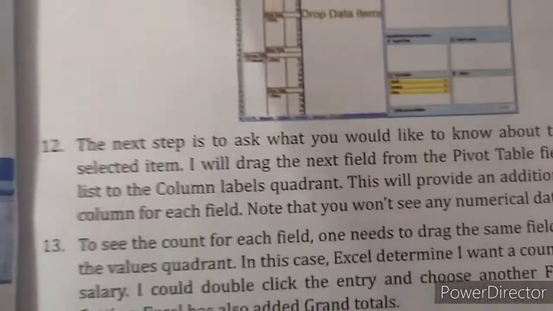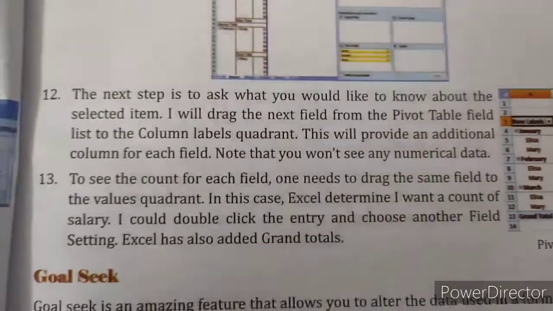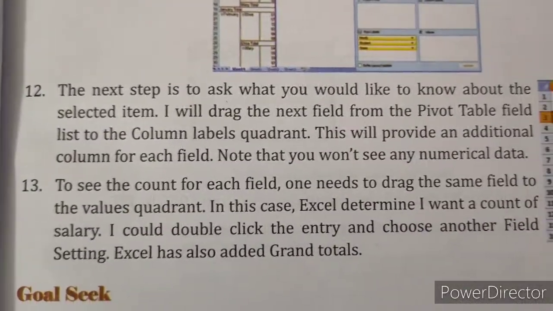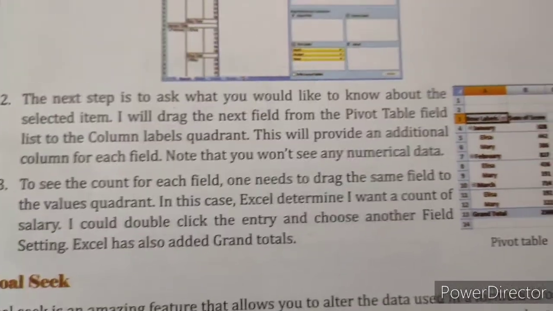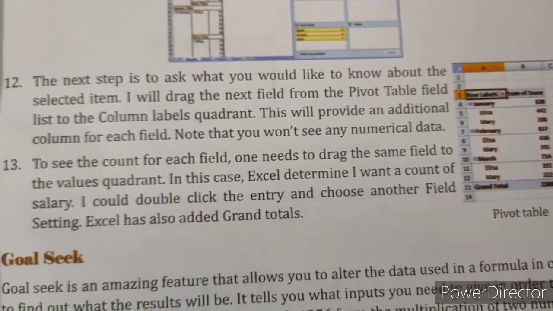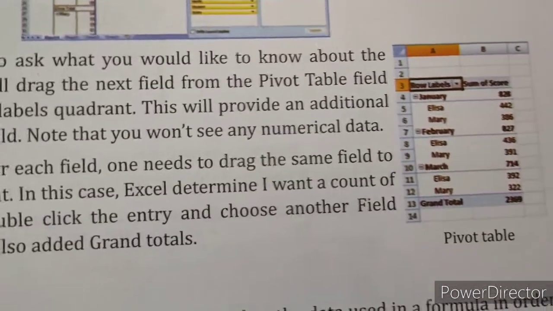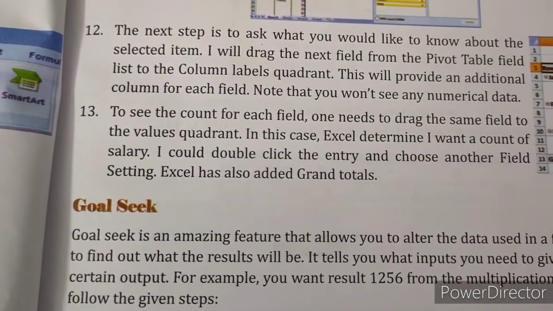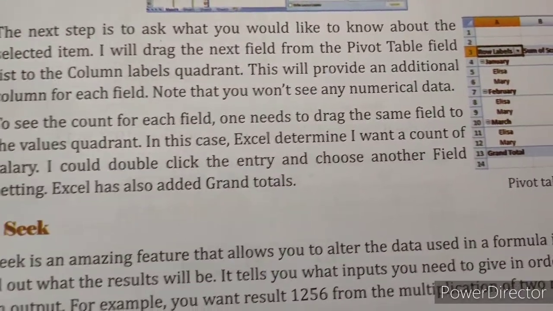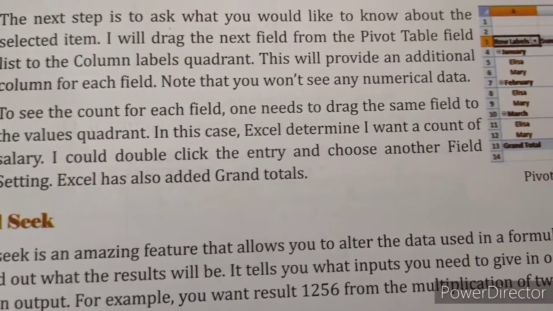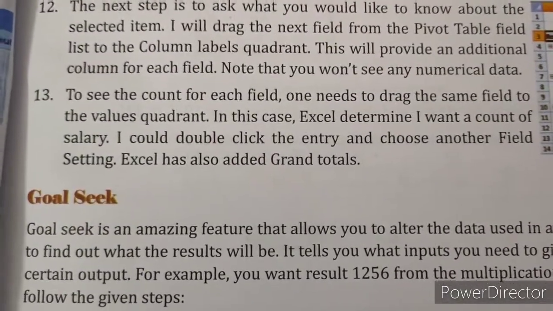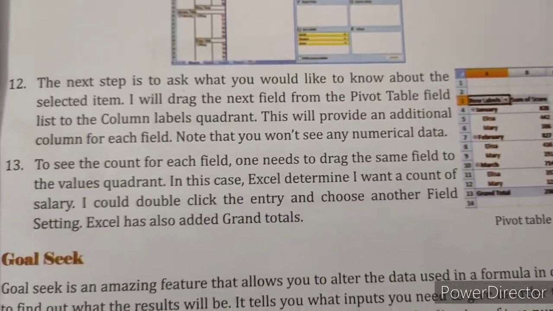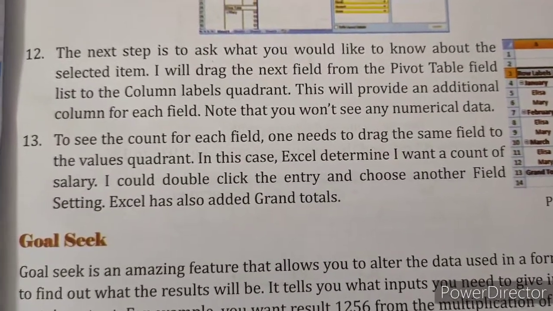Now the next step is to ask what you would like to know about the selected item. I will drag the next field from the pivot table field list to the column labels quadrant. This will provide an additional column for each field. Note that you won't see any numerical data. Now to see the count for each field, one needs to drag the same field to the values quadrant. In this case Excel determined I want a count of the salary. If you don't want a count of the salary, I could double click the entry and choose another field setting. Excel has also added grand totals.